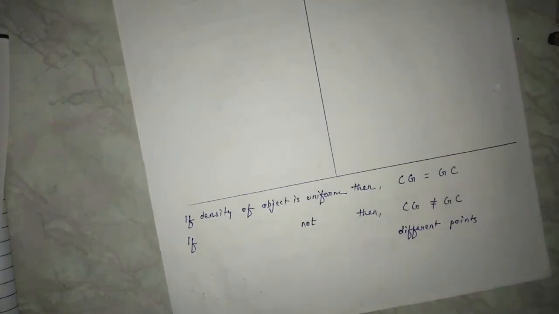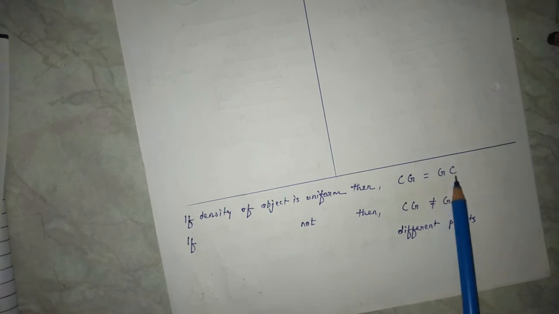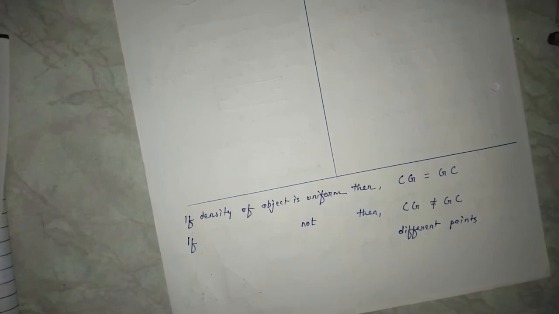And what I came to know from this research, a new point I got, is that if the density of the object is uniform, then the center of gravity and the geometric center will be the same point. If the density is not uniform, then the CG is not equal to the geometric center. They may be some distance apart.